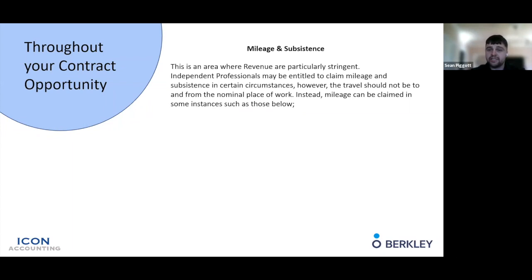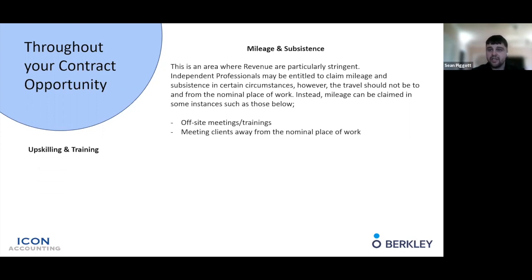So if your typical place of work is somewhere you're working 3 days a week, and you're working from home 2 days a week, your travel to and from the site where you're working for 3 days is not allowed. However, if there's an off-site training day, or a conference that you have to attend and that's away from the nominal place of work, your mileage to and from is absolutely allowable and definitely should be taken advantage of. So again, off-site meetings and trainings, if you're meeting clients away from the nominal place of work, definitely take advantage of it.